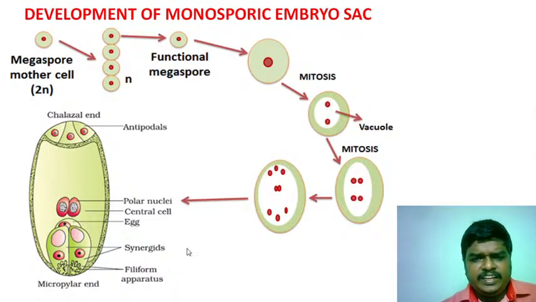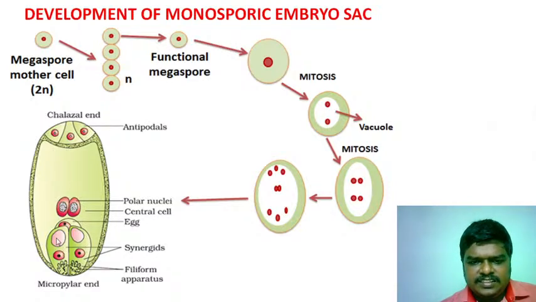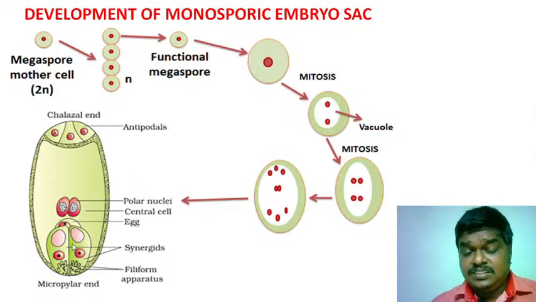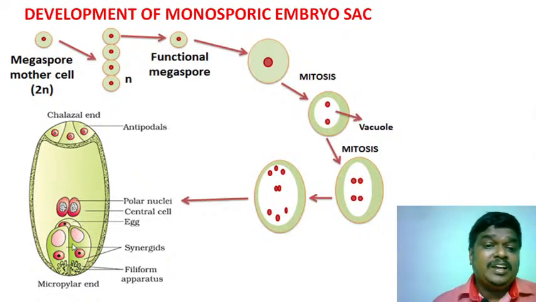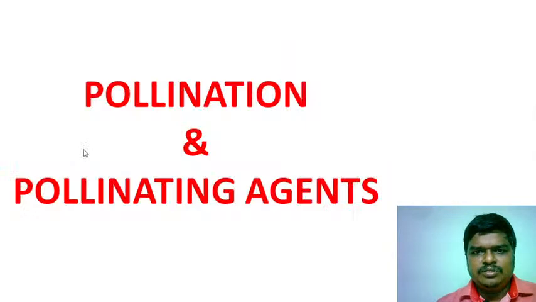So altogether you can see here, 1, 2, 3, 4, 5, 6, 7 cells with 8 nuclei. This is one cell, the central cell, which contains 2 nuclei. Whereas these cells, synergids, each contain one nucleus. These are 2 cells. The egg cell is 1 and antipodals are 3 cells. So altogether we have 7 cells with 8 nuclei. This is a typical structure of the embryo sac.